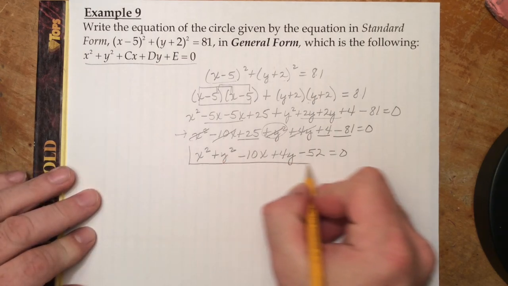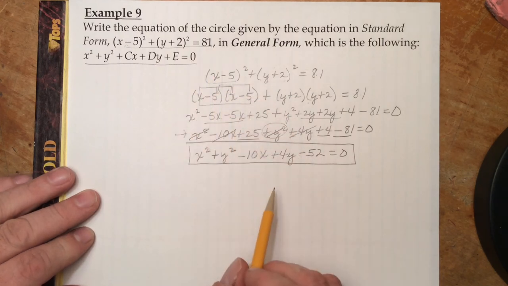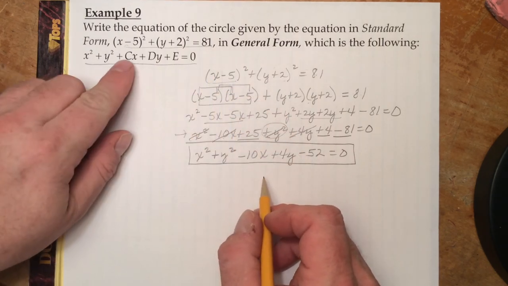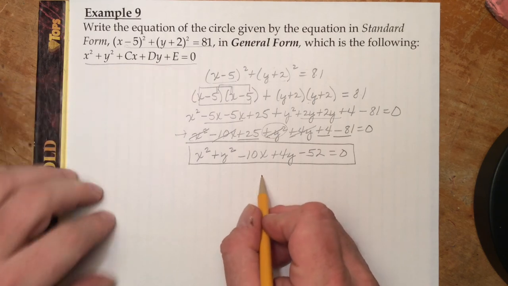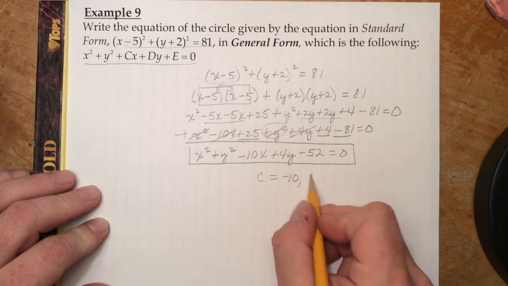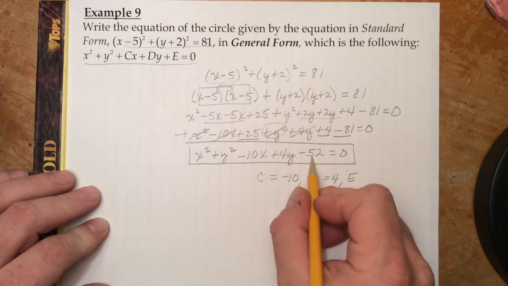So this is the equation of this circle in general form. And sometimes you're asked to find the values of the coefficients c, d, and e. c would be negative 10, d would be 4, and e would be negative 52.